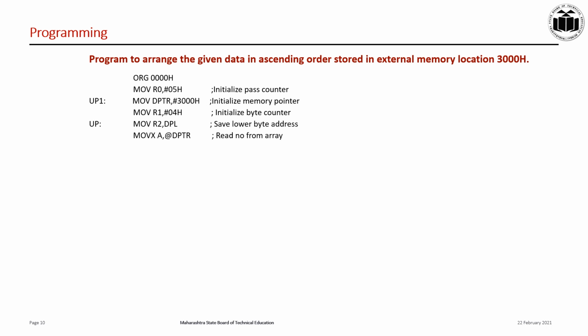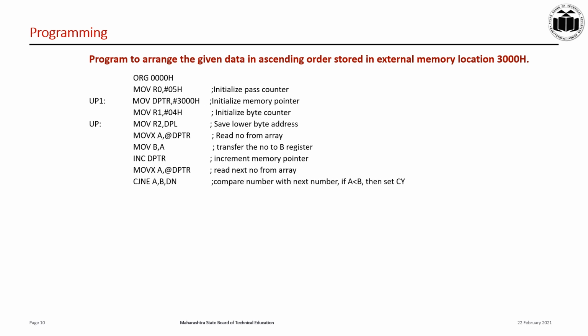Then get the first number in the accumulator by instruction MOVX A, @DPTR. Then store this number in register B. Then increment DPTR and get the next number in the accumulator by MOVX A, @DPTR instruction. Then compare the content of the accumulator and register B. If the contents are not equal, then jump to the label dn.